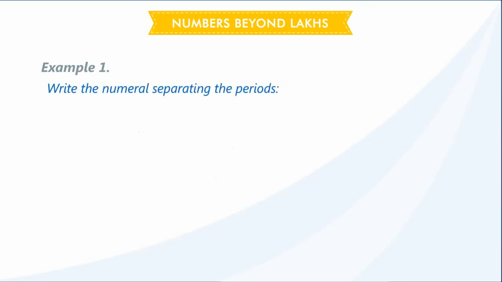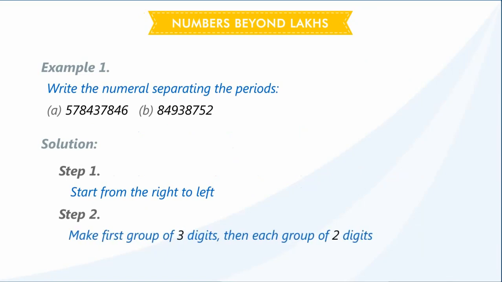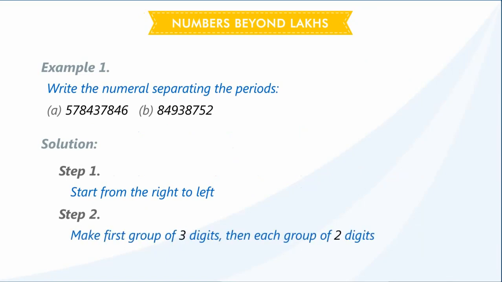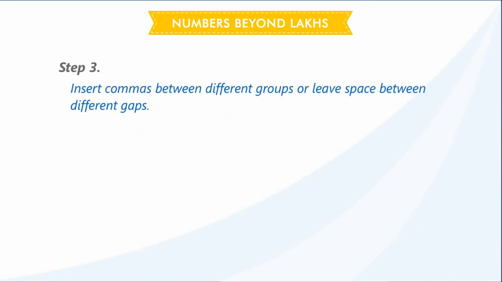Example 1. Write the numeral separating the periods. A. 57 crores 84 lakhs 37,846. B. 8 crores 49 lakhs 38,752. Solution. Step 1. Start from right to left. Step 2. First, make a group of 3 digits, then each group of 2 digits. Step 3. Insert commas between different groups or leave space between different groups.